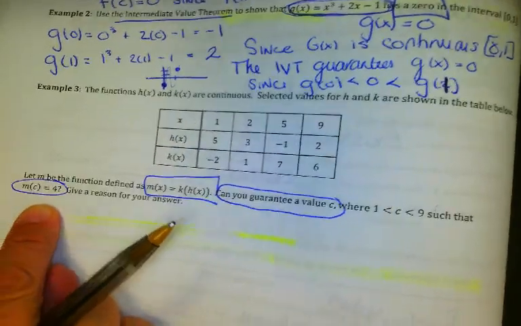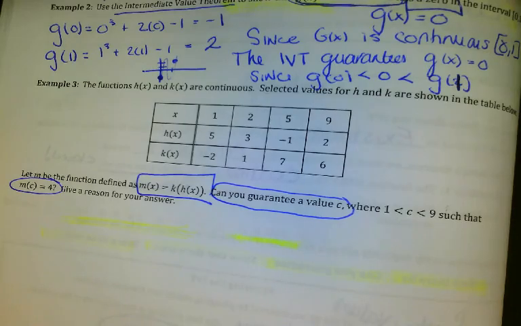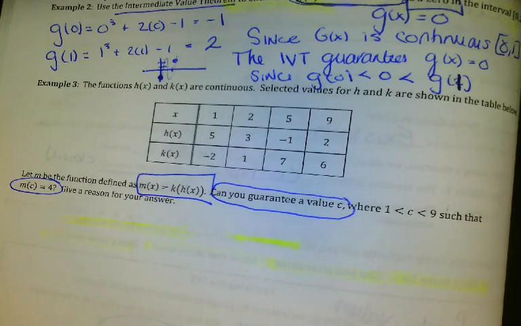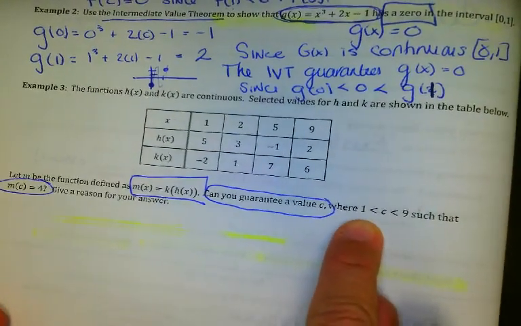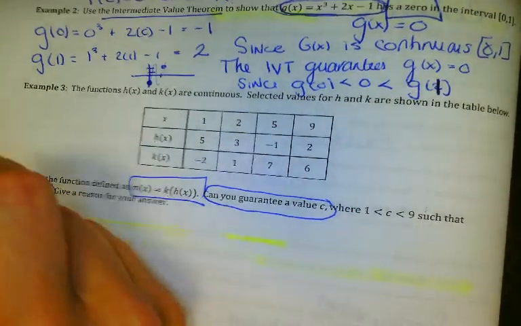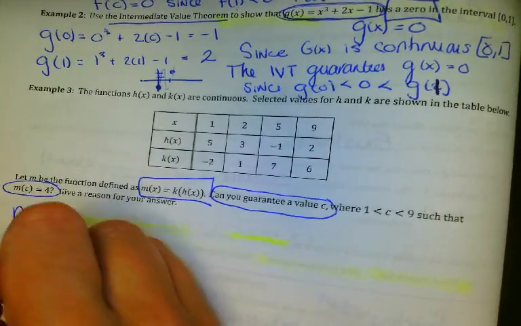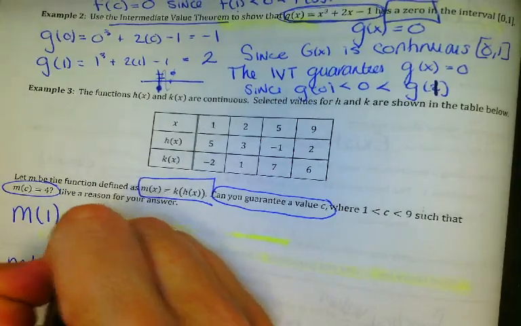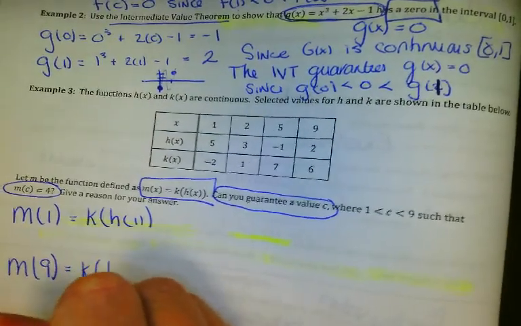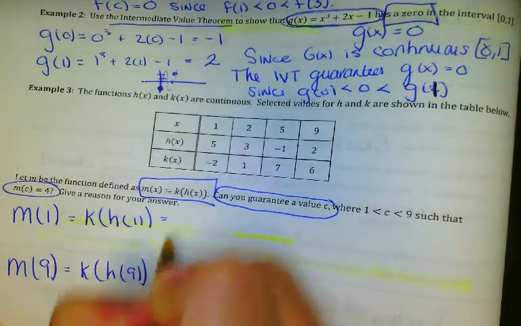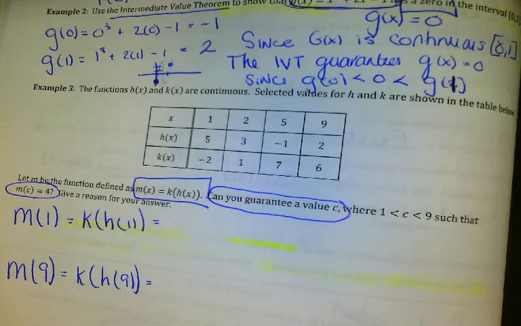Okay, so in my head I'm saying if m is going to hit 4, then there has to be a number below 4, and there has to be a number above 4, then I'm guaranteed to hit 4. Now, what numbers do I want to check? Well, they're telling me the interval from 1 to 9. So I want to find m of 1, and I want to find m of 9. Okay, and m is k of h of 1 and k of h of 9. So I'll give you a minute to evaluate those.